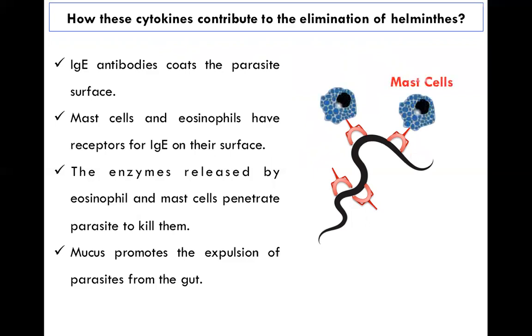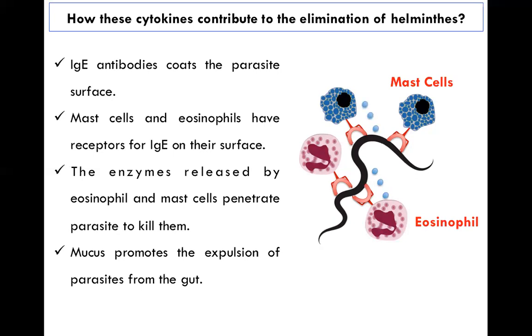So if you look here, we have mast cells and eosinophils. And after that, let's try to understand what the mucus actually does. Mucus promotes the expulsion of parasites from the gut. In that way, they release a certain kind of enzymes, and these enzymes digest, or what we call kill, that kind of pathogen, and the pathogen is eliminated from the body.